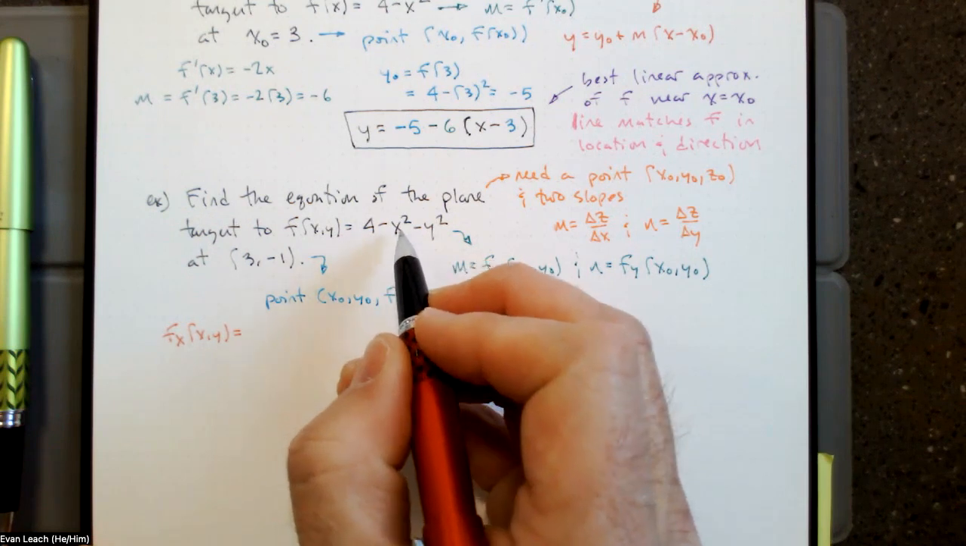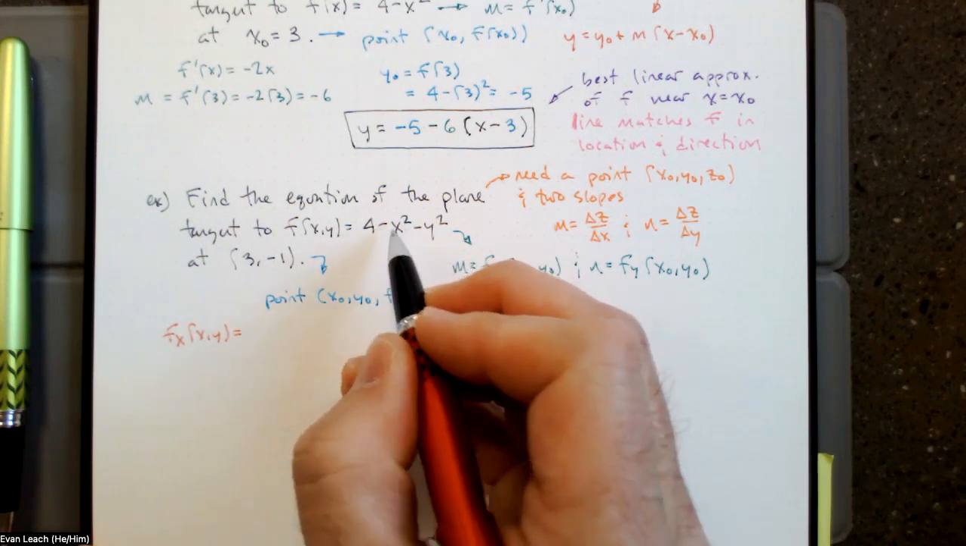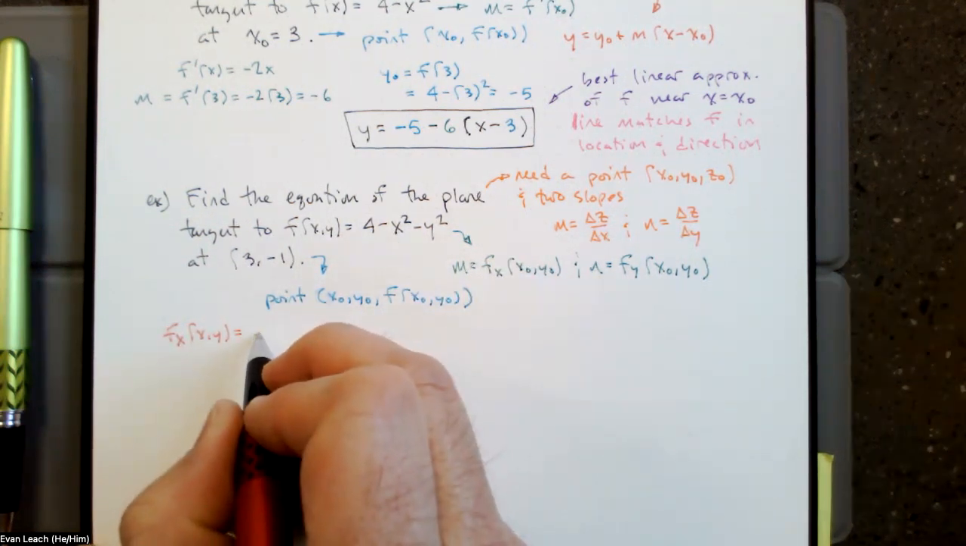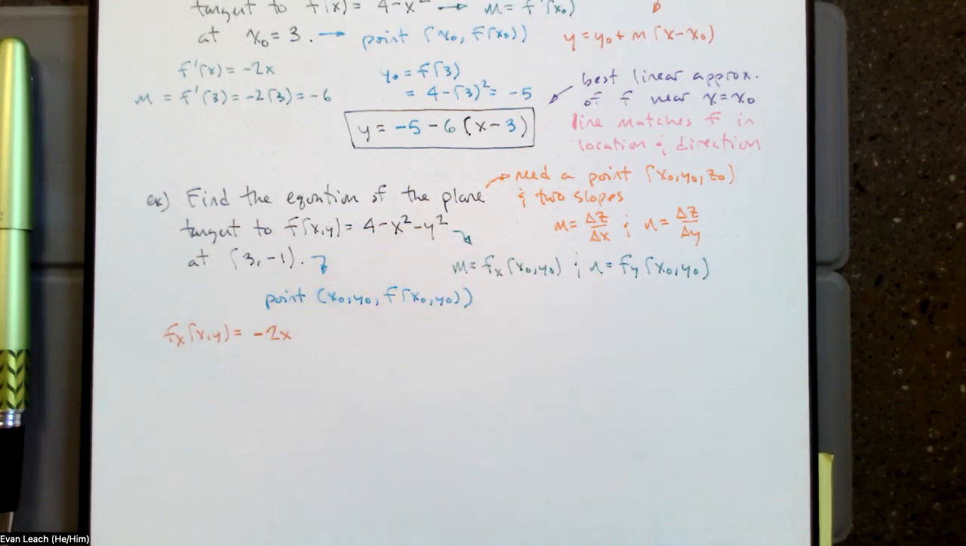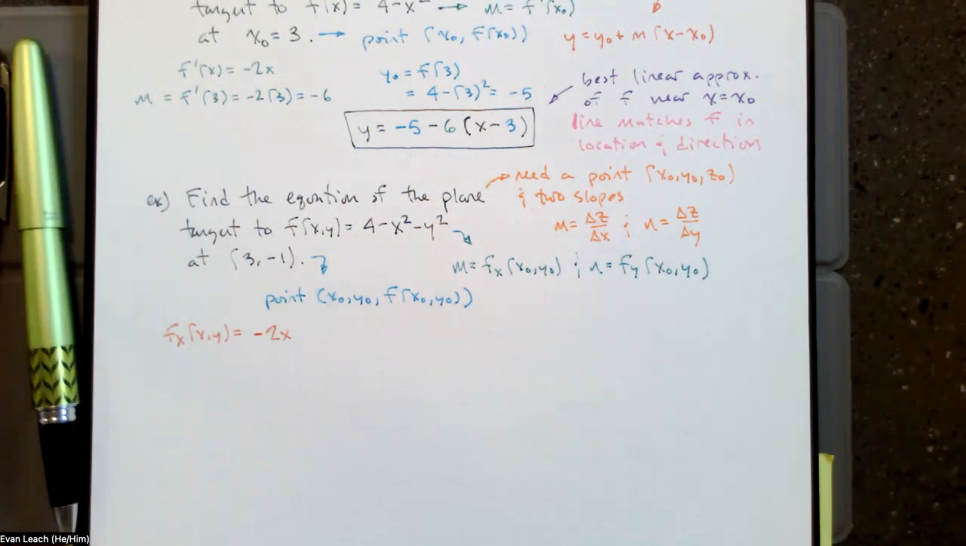So with respect to x, 4 is constant. The derivative of negative x squared is negative 2x. And negative y squared is a constant term. When we're taking the derivative with respect to x, we treat y as constant, and it will either show up as a constant term or a constant factor. Constant term, the derivative is 0. Constant factor, it just carries on as a factor.